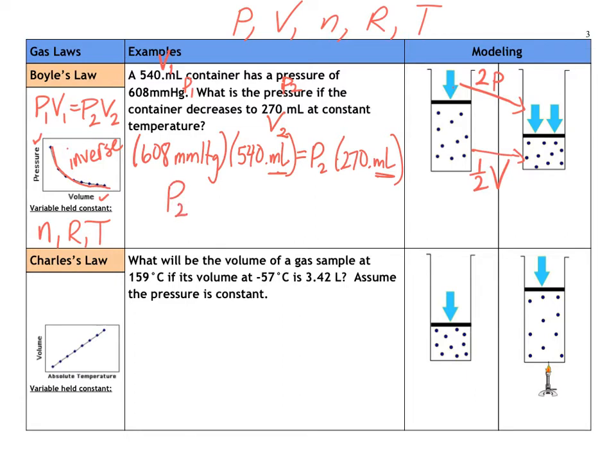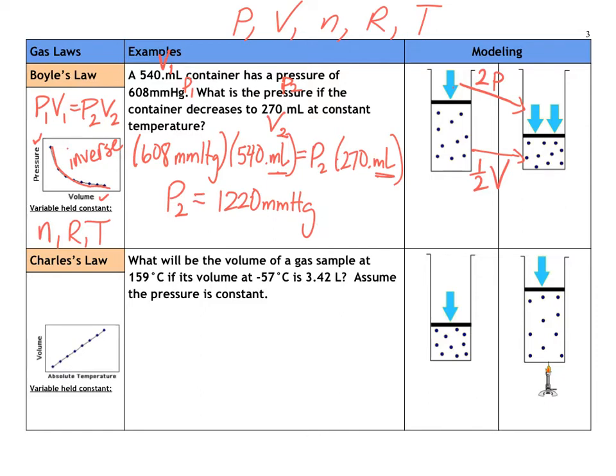Solving for P2, I get 1,220 millimeters of mercury, which means, class, it makes complete sense because you've halved. Notice how you have halved the volume, and so the pressure doubles. So what's double 608? It's 1,220 millimeters of mercury. Let's jump over to Charles' law.